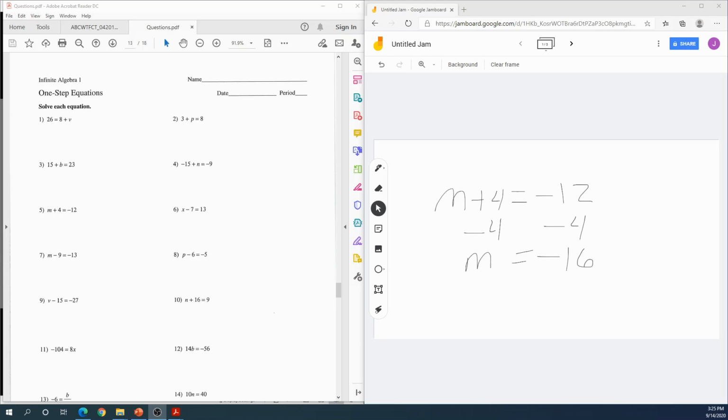Take a look at problem number 7. So 7 is m minus 9 is equal to minus 13. We'll add 9 to both sides of the equation. So then we get m is equal to 4.